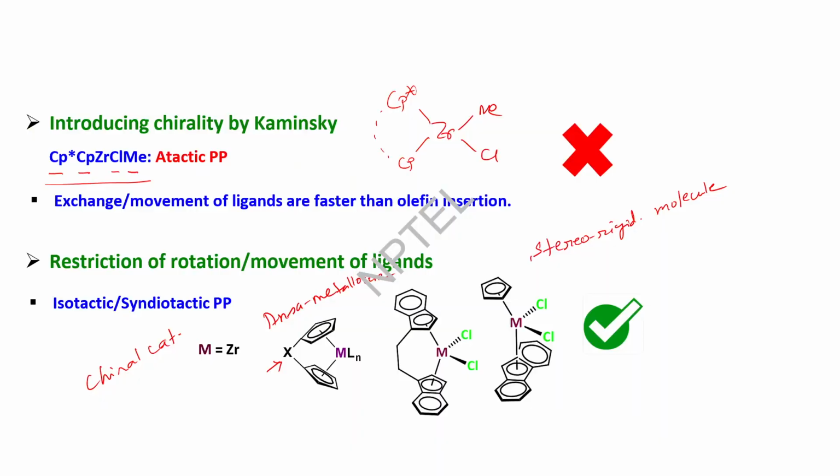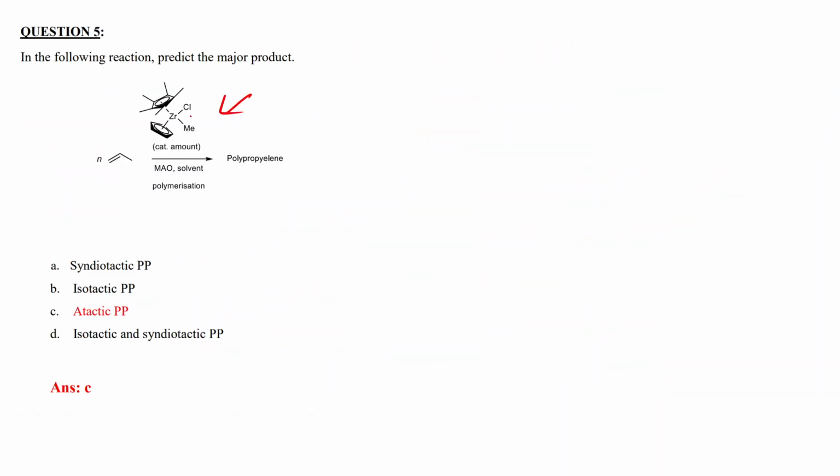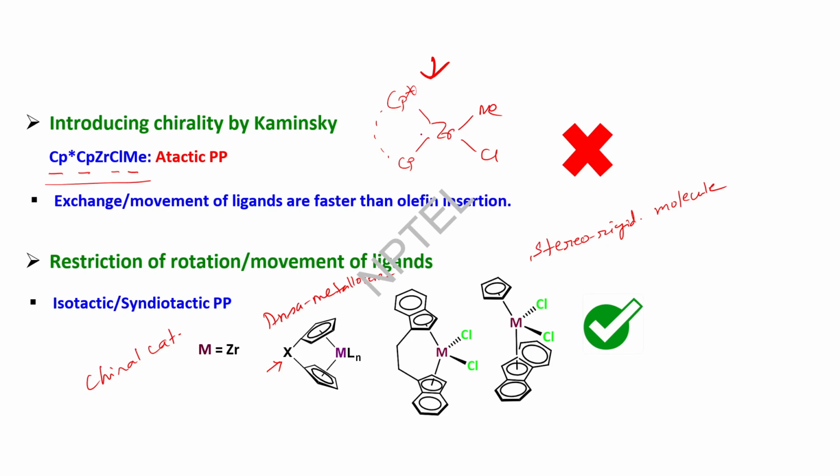But now, the question is the chirality that would be happening in the polymer. When you use this kind of system, this particular catalyst that they have given here is actually not chiral. Exchange or movement of ligands is faster than olefin insertion. So their movement or exchange is quite fast compared to your olefin insertion. That's why you cannot expect them to be very stereoselective.